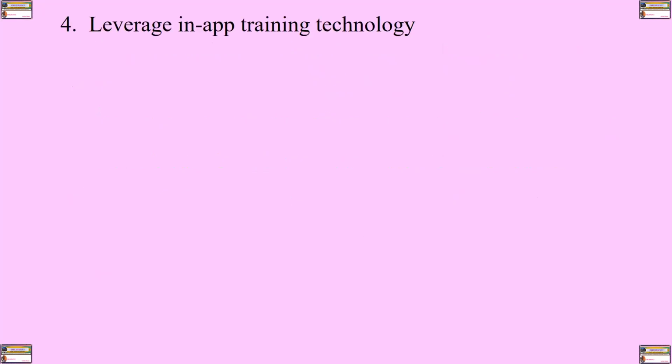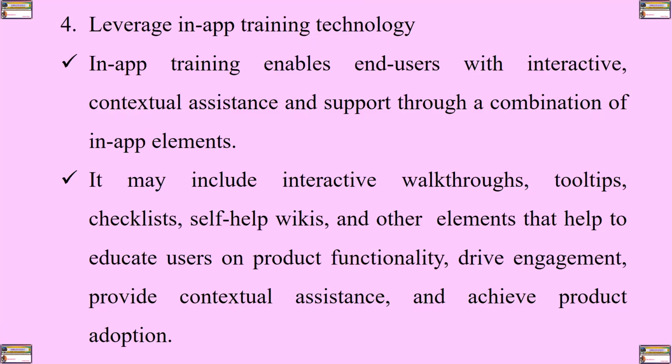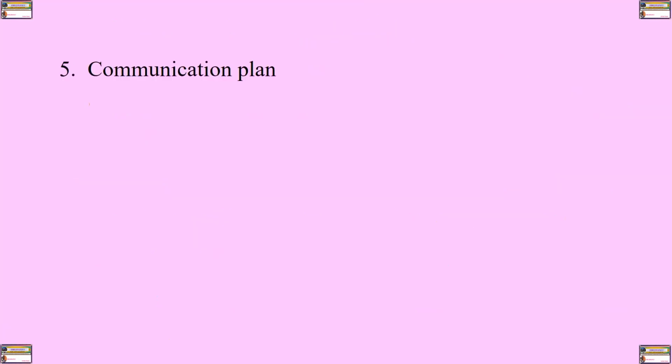Number 4 is leverage in-app training technology. In-app training enables end users with interactive contextual assistance and support through a combination of in-app elements. It may include interactive walkthroughs, tooltips, checklists, self-help wikis, and other elements that help to educate users on the product functionality, drive engagement, provide contextual assistance, and achieve product adoption.